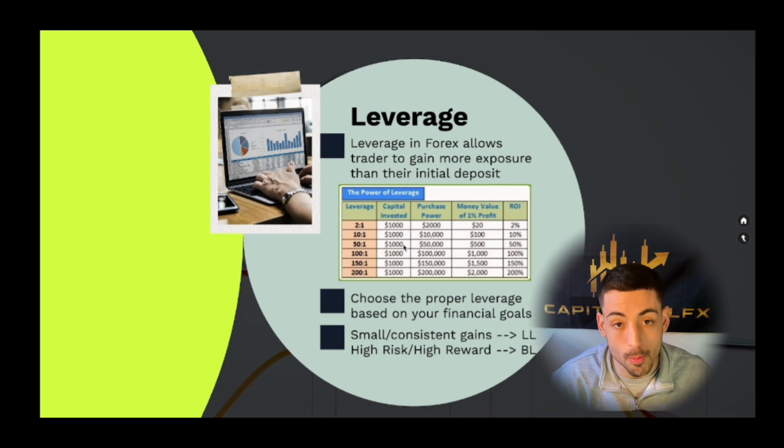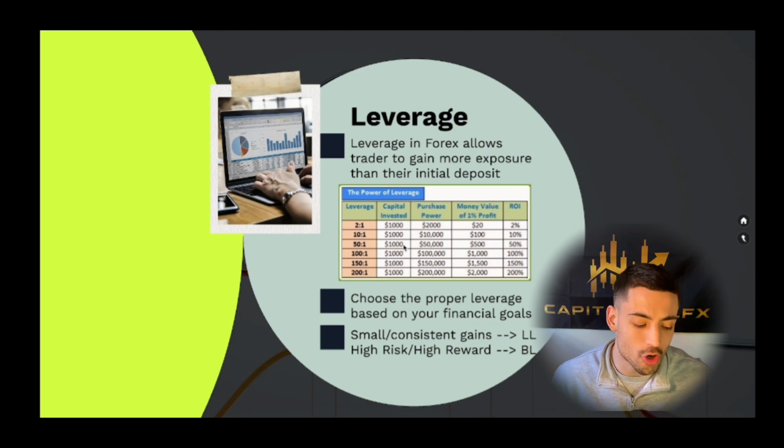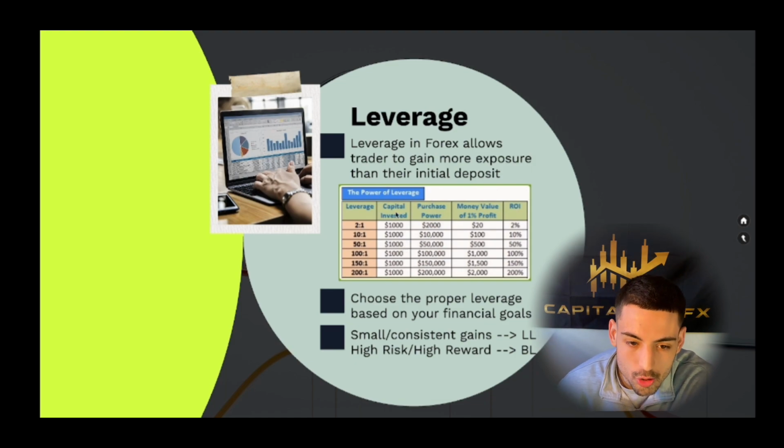Are you looking for small, consistent wins? Are you looking for huge wins of your account balance? You're trying to flip a $100 account into $2,500. You need high leverage if that's going to be the case, because you're looking to risk a lot of your account balance. So this is sort of leverage in a nutshell.